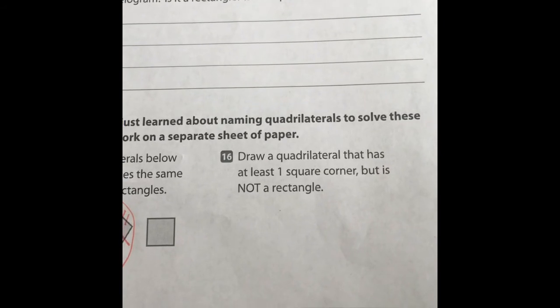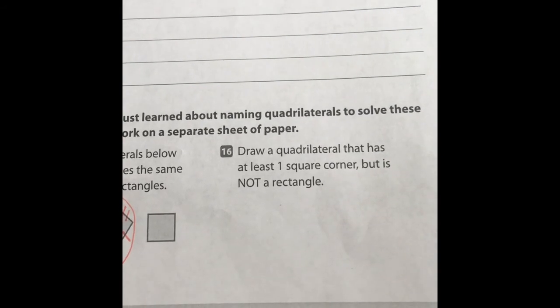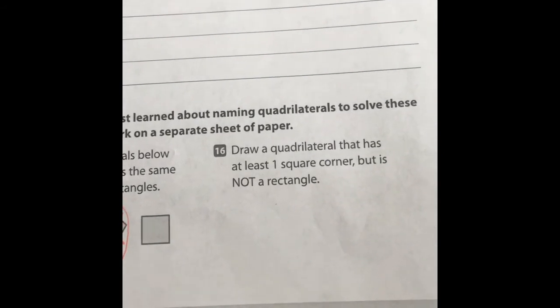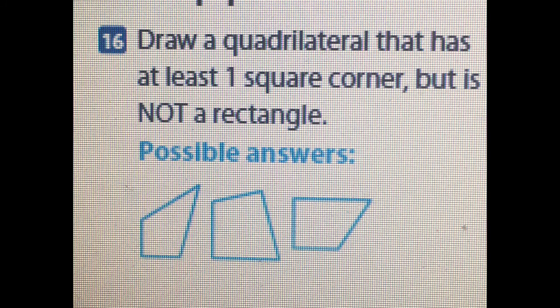Now draw a quadrilateral that has at least one square corner, but that is not a rectangle. Here are some other examples of shapes that have at least one square corner, but they're not rectangles and they're quadrilaterals.